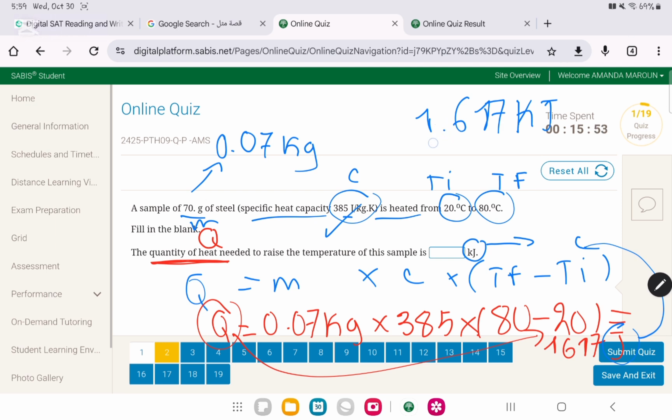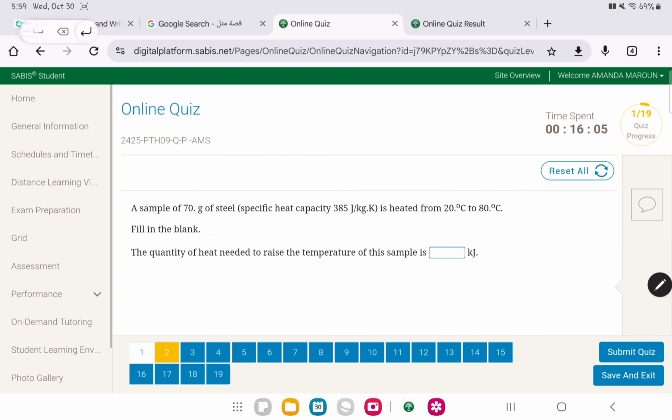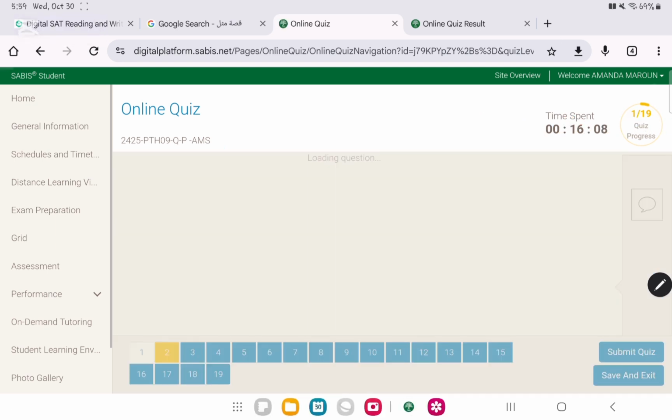Let's say we're going to round it to the first decimal place, or to one decimal place. So if you round it, it's going to be approximately 1.6 kilojoules. So our answer is then 1.6 kilojoules.